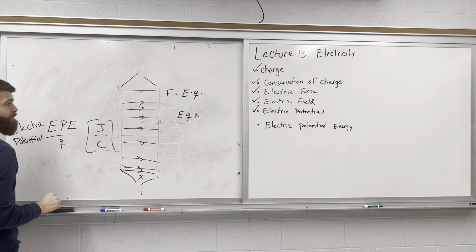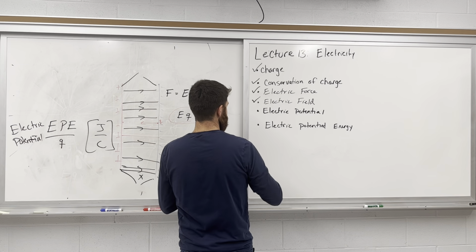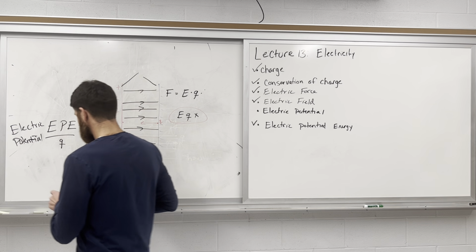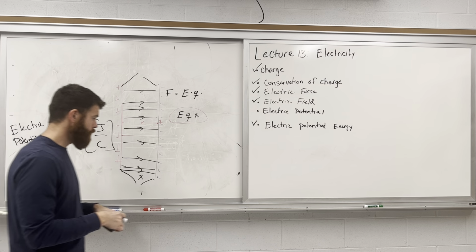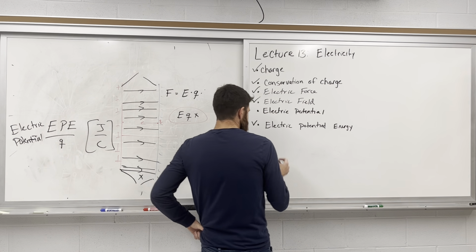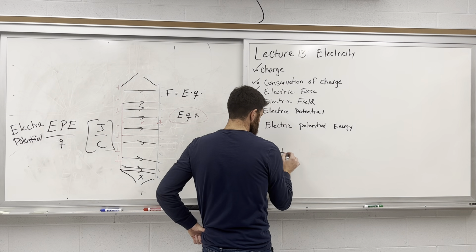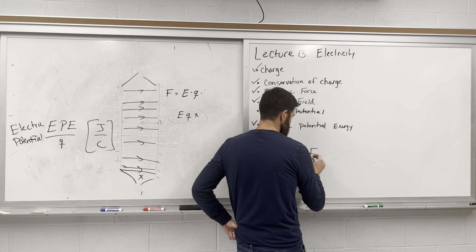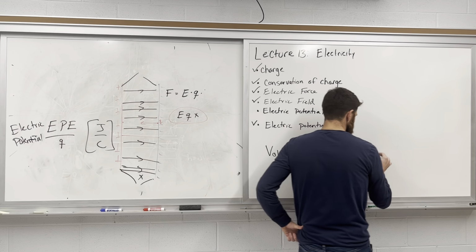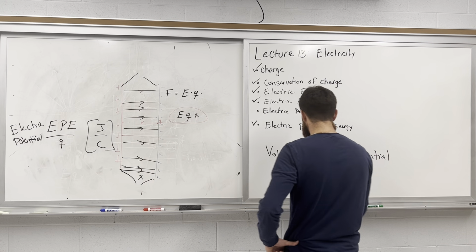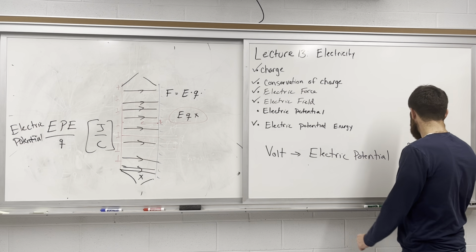Sorry, I talked about electric potential energy. This is different than electric potential energy. Electric potential is the electric potential energy per charge, per coulomb. And we call that the volt. A volt is a unit of electric potential, and it is the amount of joules of energy, potential energy per coulomb.